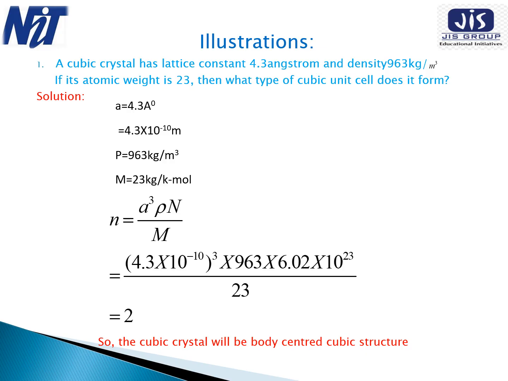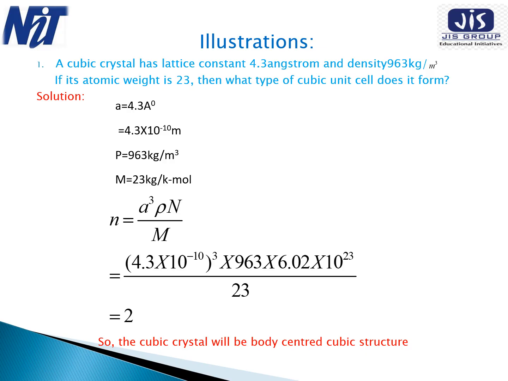The first problem is: a cubic crystal has lattice constant 4.3 angstrom and density 963 kilogram per meter cube. If its atomic weight is 23, then what type of cubic unit cell does it form? That means we will have to tell the type of unit cell formed using these data. We know that there are three types of unit cells: simple cubic, body centered cubic and face centered cubic. So we will have to tell which type of unit cell will be formed.